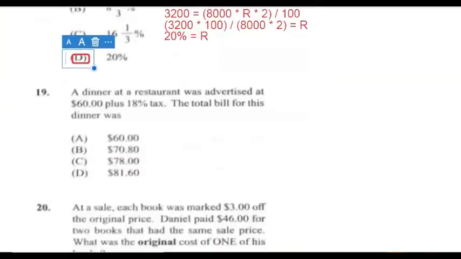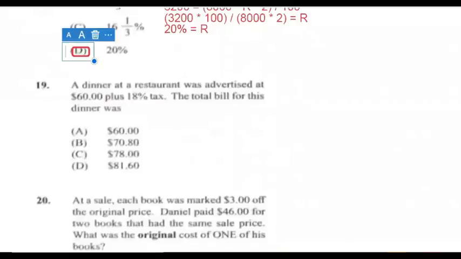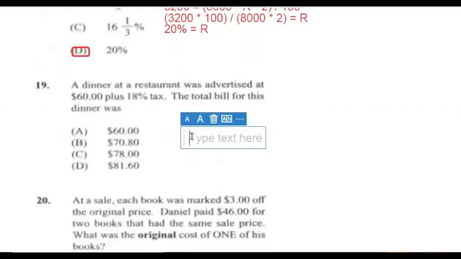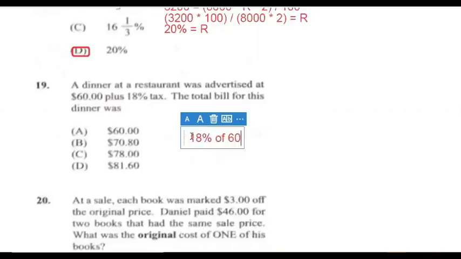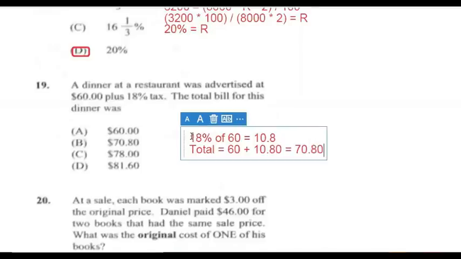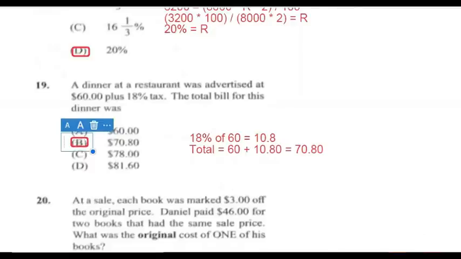19. A dinner at a restaurant was advertised at $60 plus 18% tax. The total bill for this dinner was, so what you're trying to find is 18% of 60. So it is 18% of $60 is equal to $10.80. So therefore the total bill is the flat price of $60 plus the tax of $10.80, which is equal to $70.80, and therefore answer 19 is B.